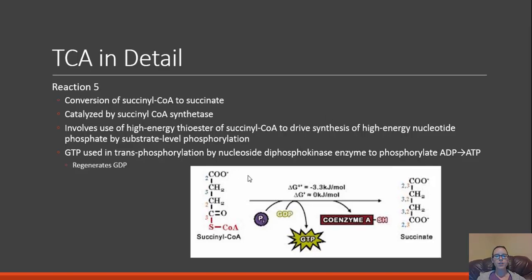It undergoes a reaction with the enzyme nucleoside diphosphokinase in order to transfer the phosphate from GTP onto an ADP for ATP production. And then GDP is resynthesized for continued availability of this step of succinyl-CoA to succinate. So we've talked about before, sometimes in some figures they just show ATP, but it's GTP which is then converted to ATP.